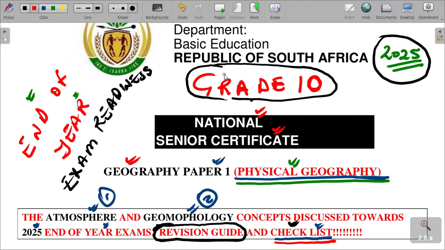Those are the two areas of concern that we're going to look at: climatology or the atmosphere, and geomorphology. So please understand that this is a guide towards your end of year examination. This is a checklist, just a blueprint which you're going to use to understand what to expect in paper one end of year examinations. So without wasting any time, let's just go through our paper.